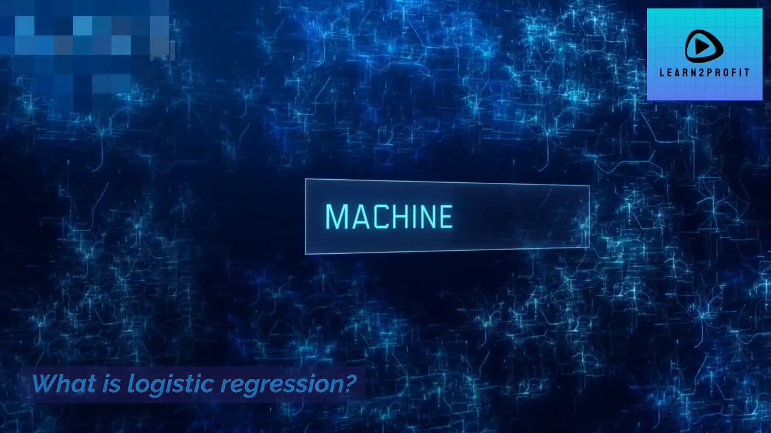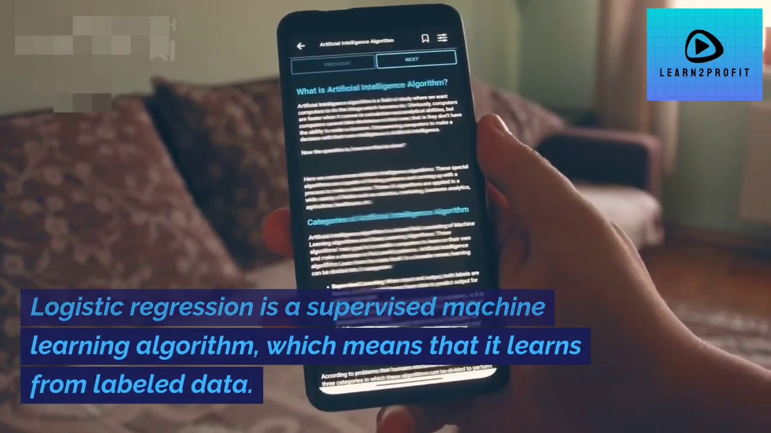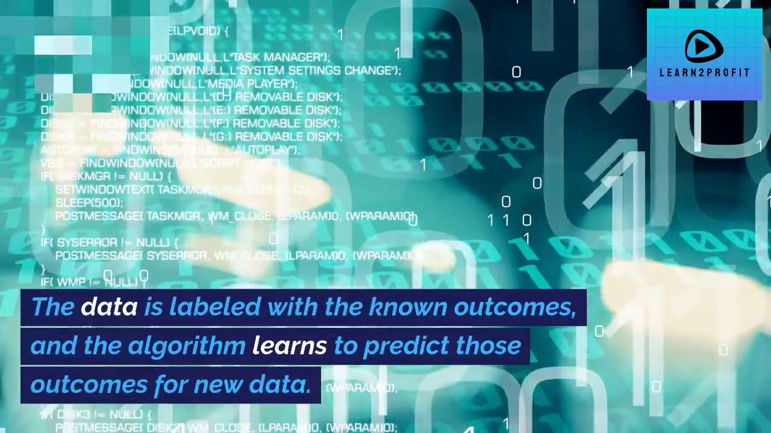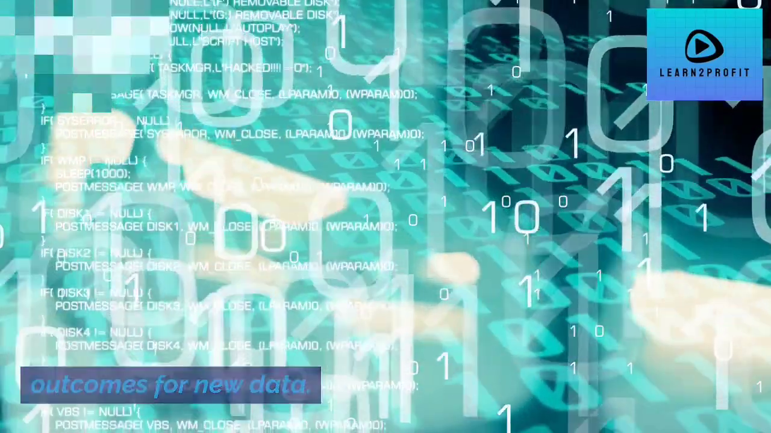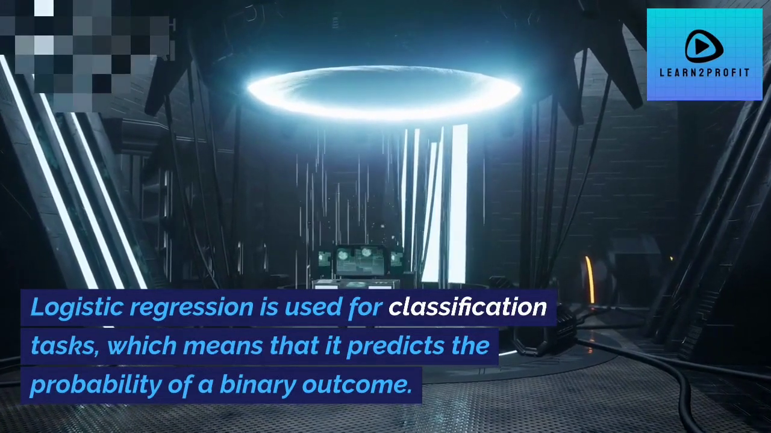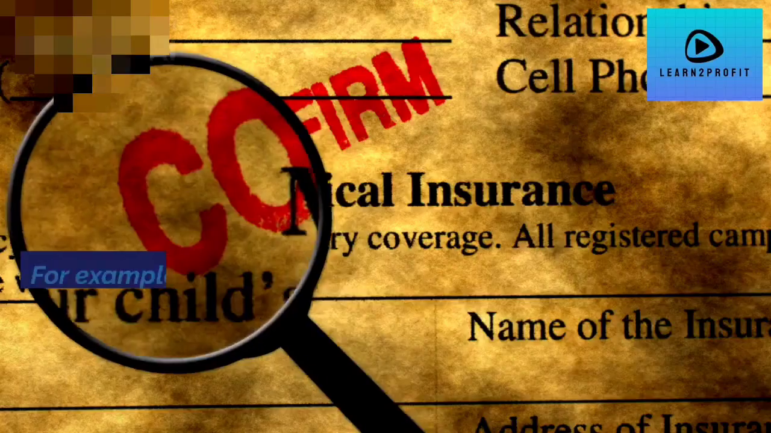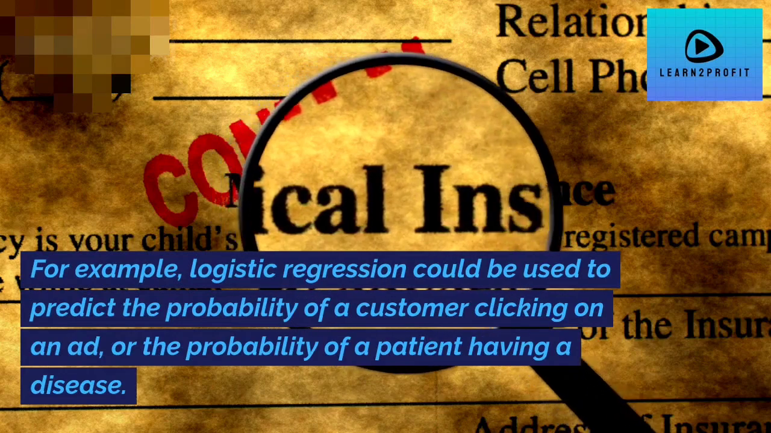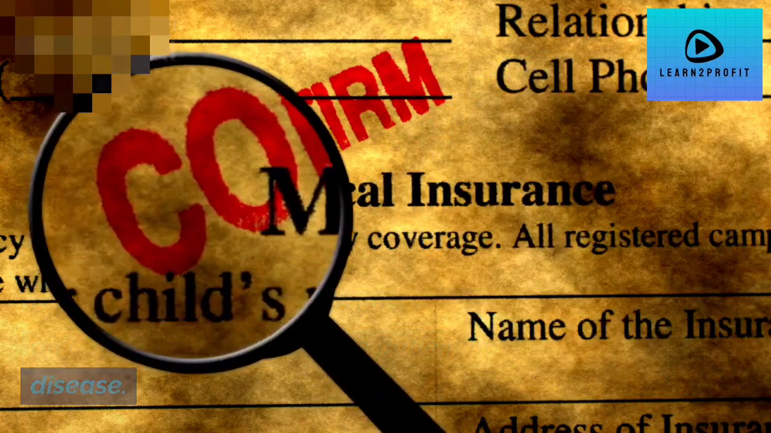What is logistic regression? Logistic regression is a supervised machine learning algorithm, which means that it learns from labeled data. The data is labeled with the known outcomes, and the algorithm learns to predict those outcomes for new data. Logistic regression is used for classification tasks, which means that it predicts the probability of a binary outcome. For example, logistic regression could be used to predict the probability of a customer clicking on an ad, or the probability of a patient having a disease.